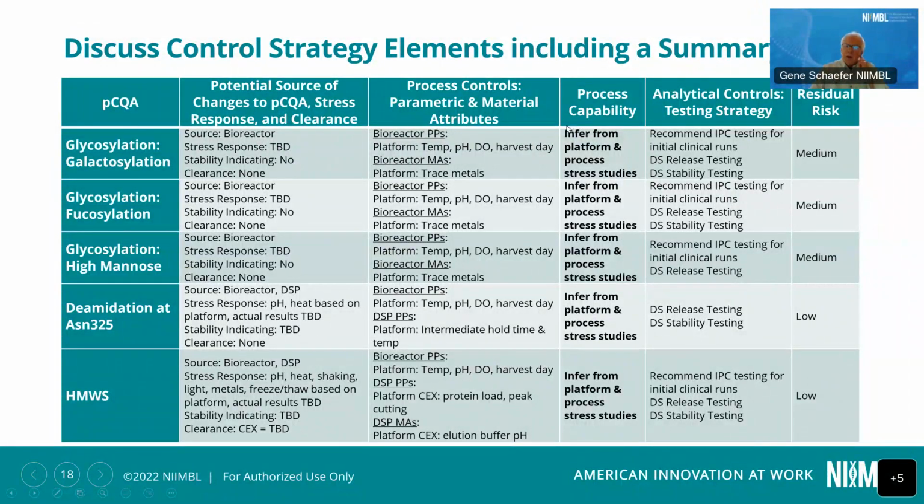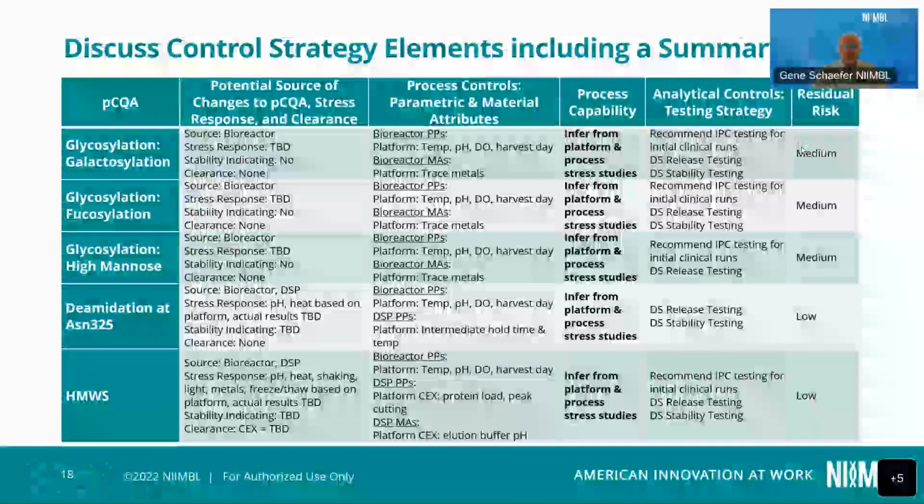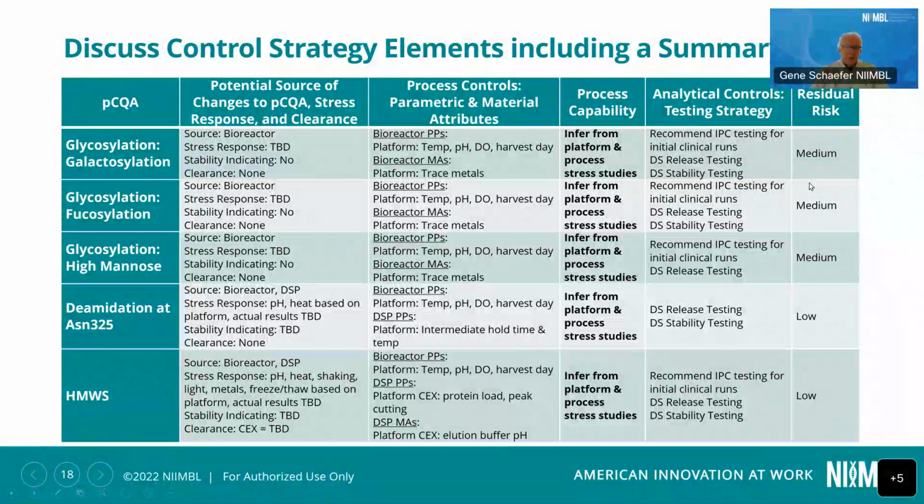We didn't look at all potential quality attributes. We looked at a handful, various glycosylation attributes, deamidation, high molecular weight substances, and tried to build in what that process control and analytical control strategy would look like and how you would assess residual risk.